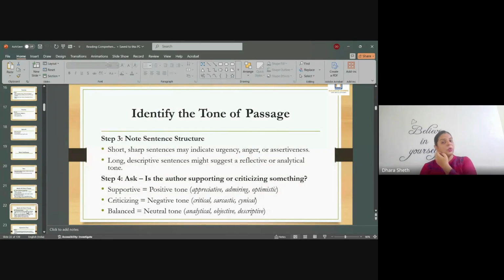Next, you can note the sentence structure. Short, sharp sentences indicate urgency, anger, or assertiveness, whereas long descriptive sentences suggest a reflective or analytical tone.